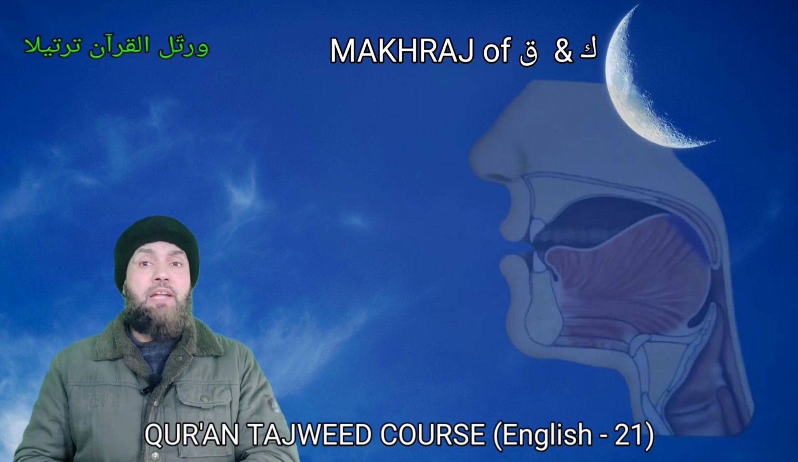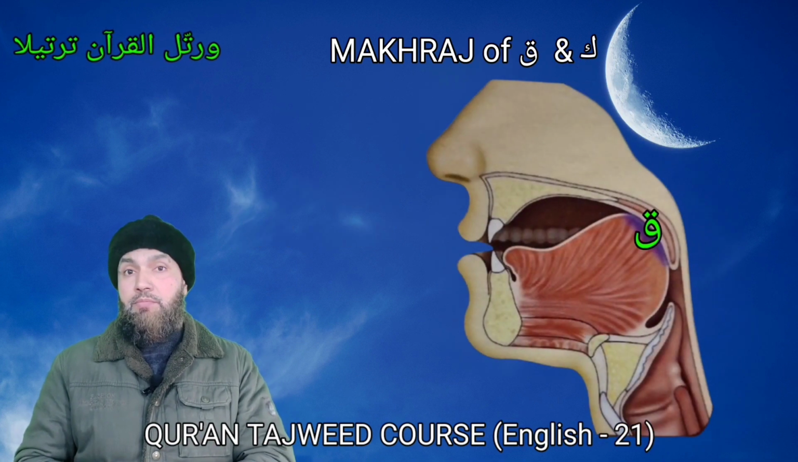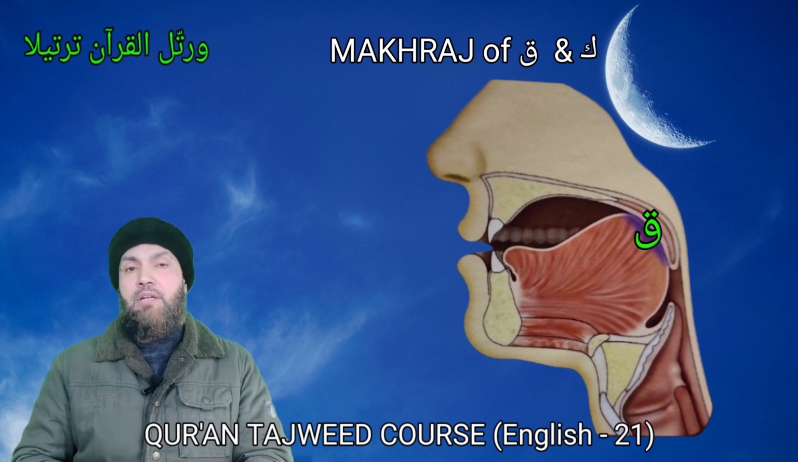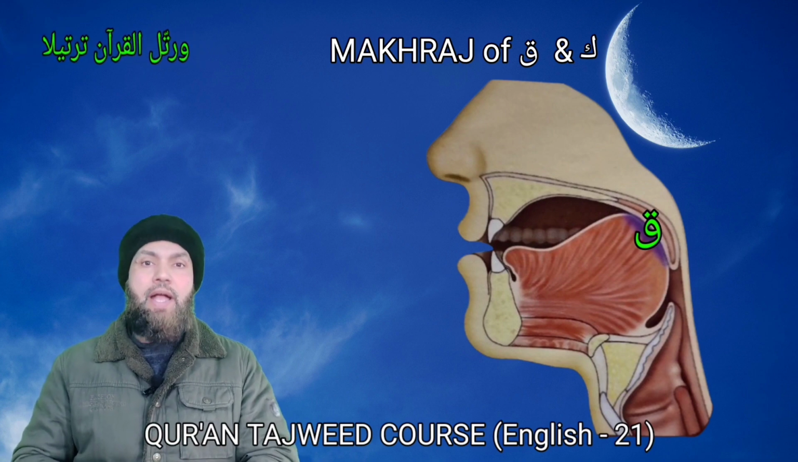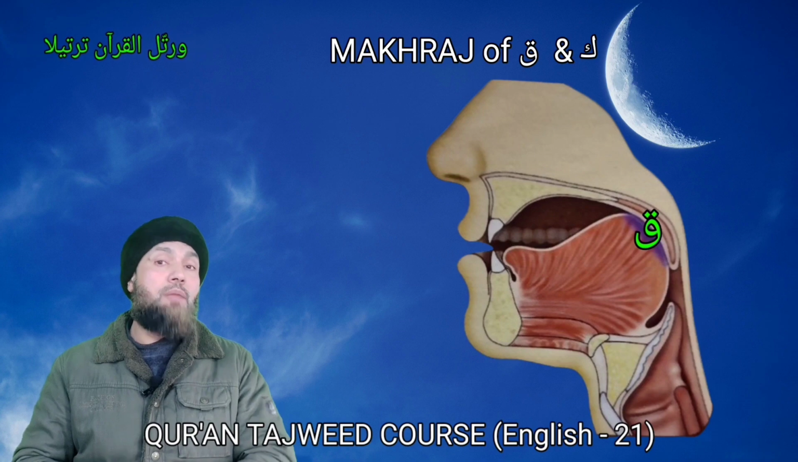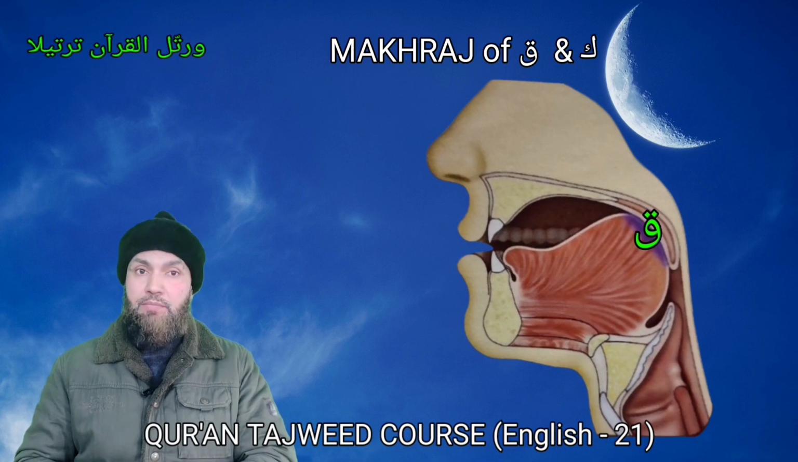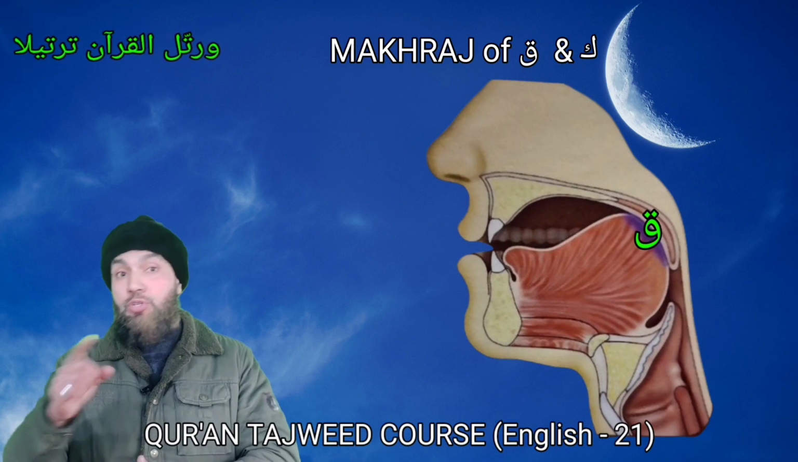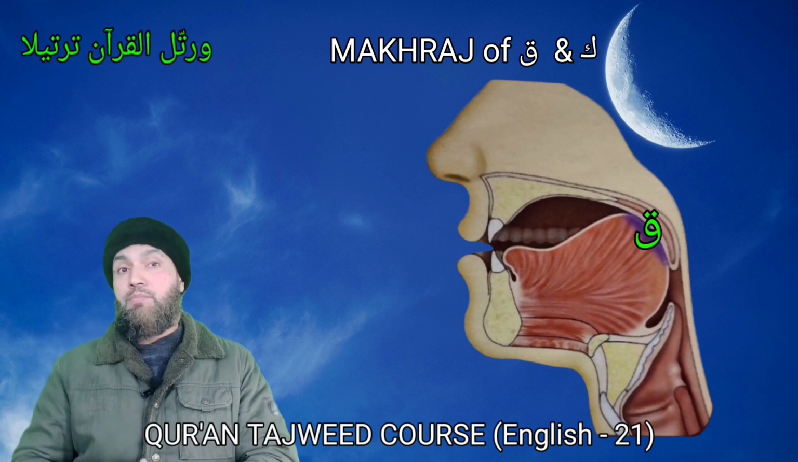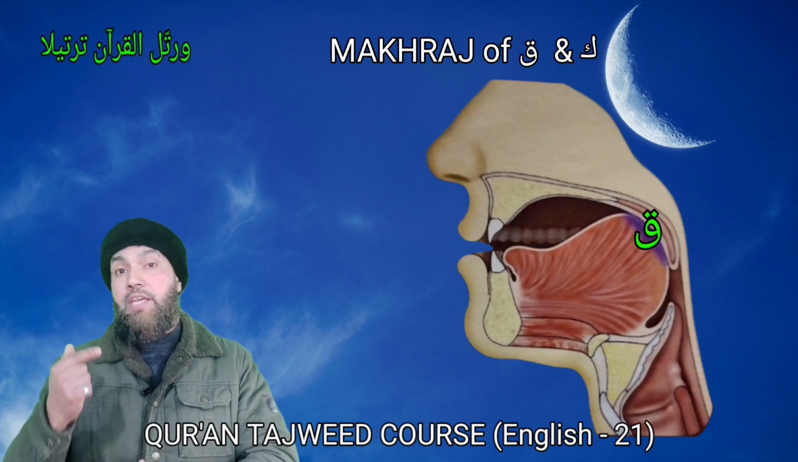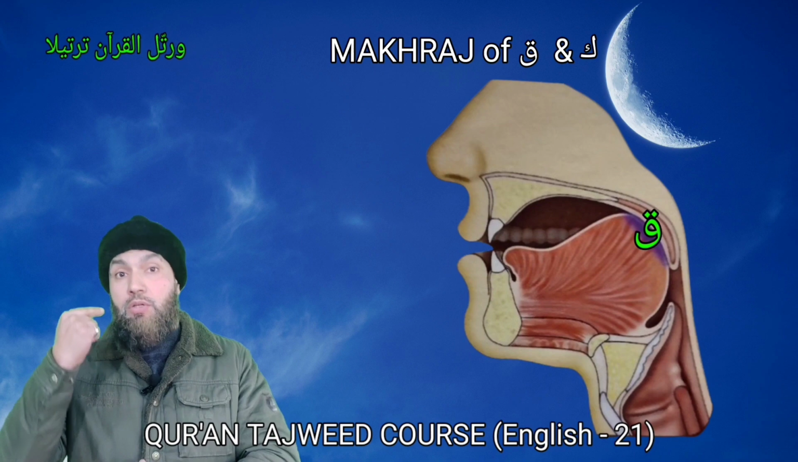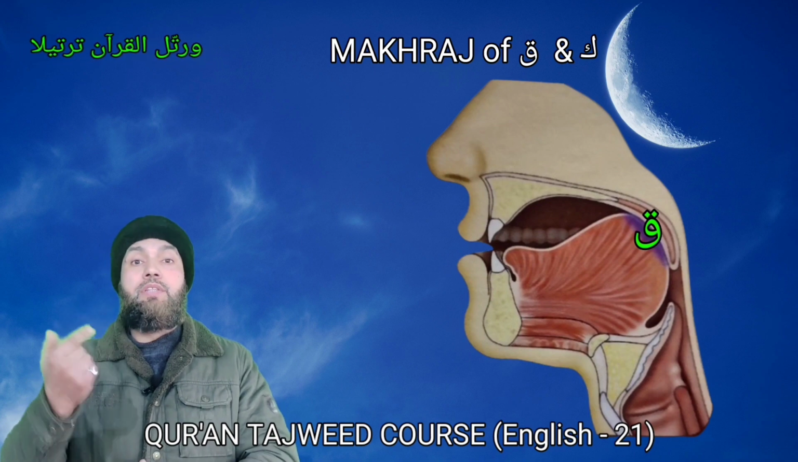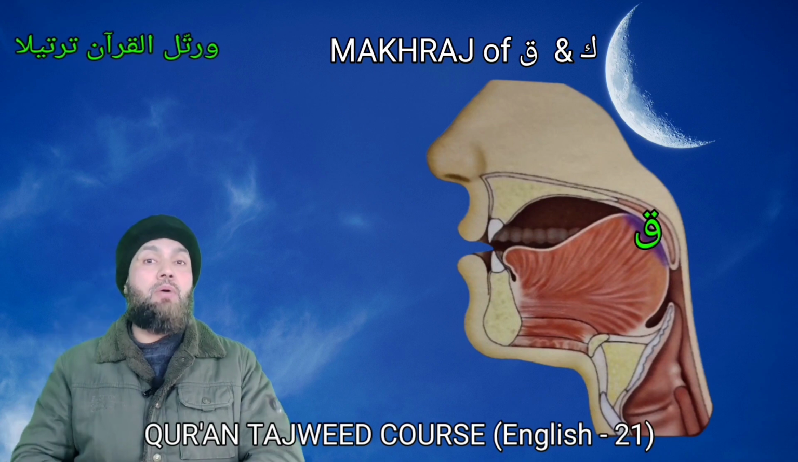So for producing the letter Qaf properly, our aqsal lisan or the root of the tongue has to touch al-hanakul lahmi or the soft palate. Root of the tongue should touch the soft palate, right? Once again, I say the deepest part of the tongue or the root of the tongue should touch the soft palate at the back of the mouth.